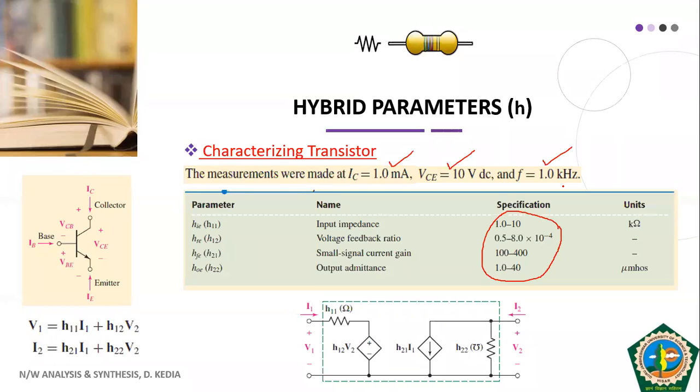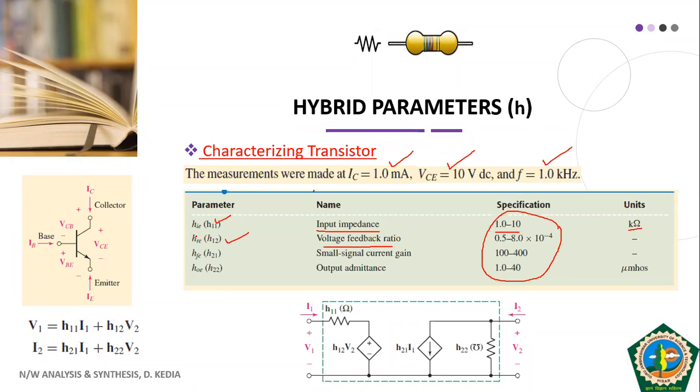Okay, because the response of your transistor will also depend on the frequency. So, the parameter of the transistor is input impedance. Input impedance is nothing but H11. Okay, its value is 1 to 10 kilo ohm. Fine. Then the voltage feedback ratio, that is H12, that is your voltage gain.